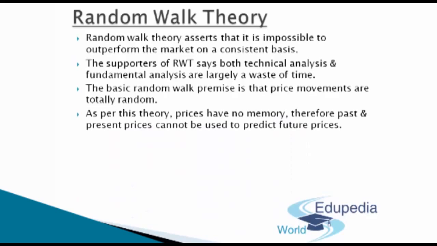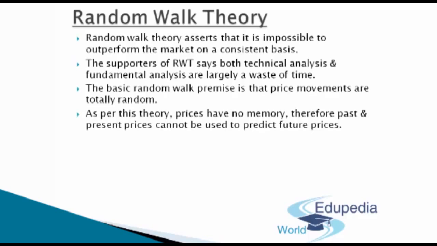As per this theory, price has no memory, and therefore past and present prices cannot be used to predict the future prices. This is what they say. Movements depict the way a drunk man walks on the street. Prices move at random and adjust to new information as it comes available. The adjustment to this new information is so fast that it's impossible to profit from it.